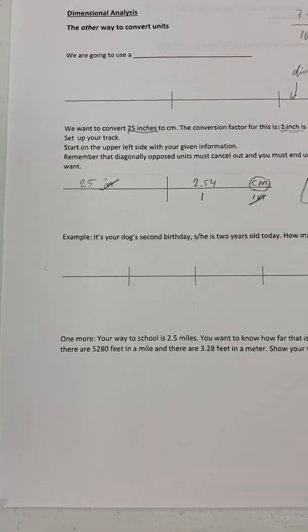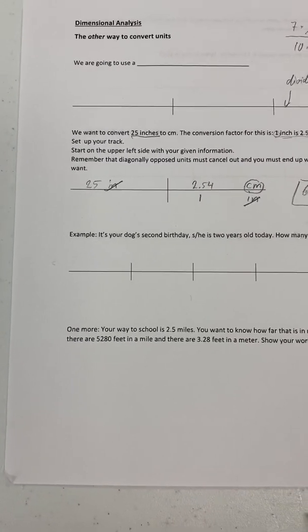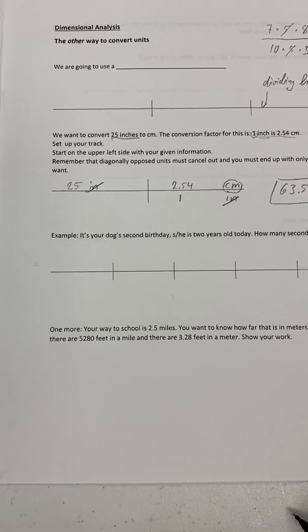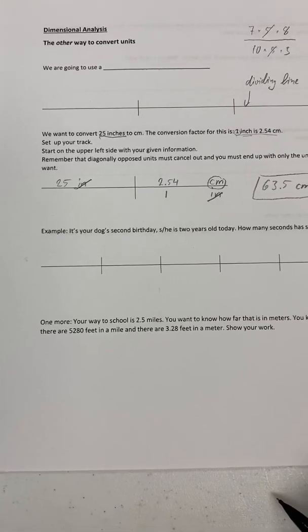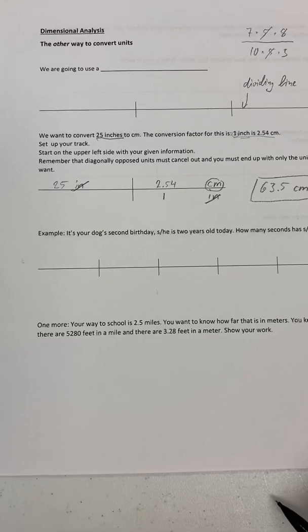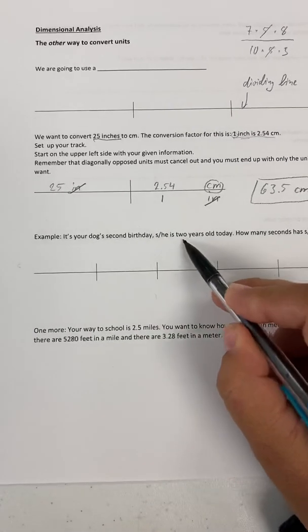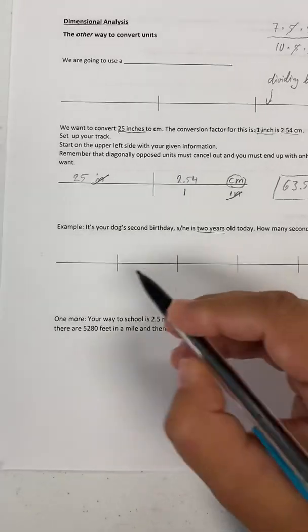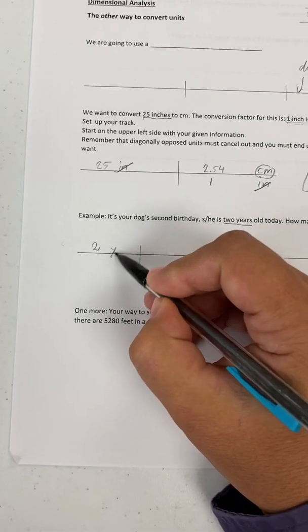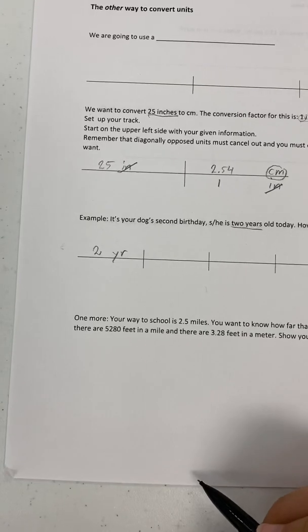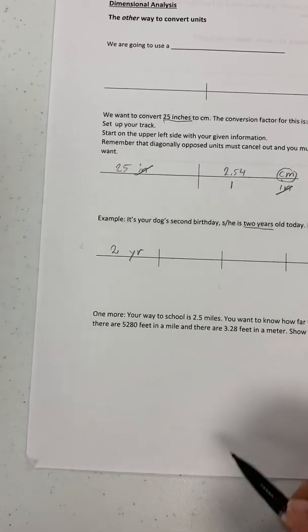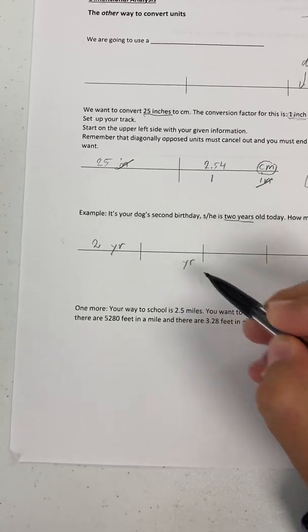Another example, it is your puppy dog's 2nd birthday and your puppy dog's 2 years old today. We want to know how many seconds is that, so 2 years in seconds. Again, this is our given information, 2 years. This goes right up here. And we want the years to go away, so we have to put it down here again.